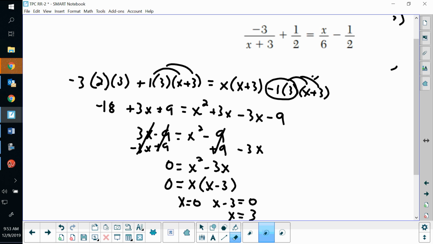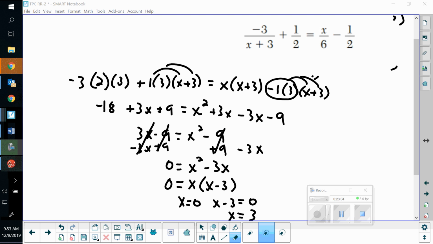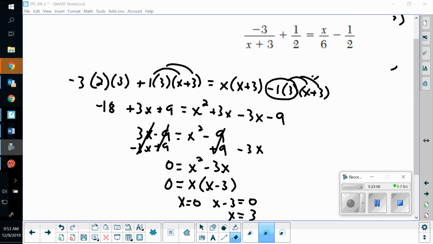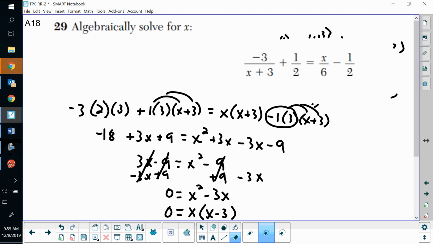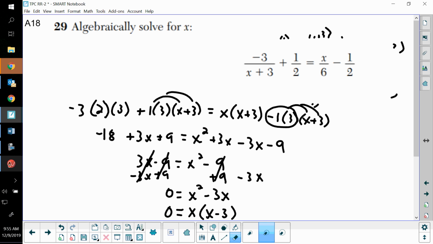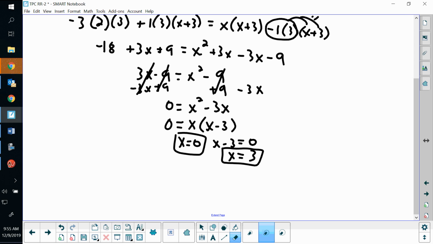Okay, we're going to pause the video for 2 minutes, and we want you to check 0 and 3 in the original equation to see which ones work. All right, we should have got that both of those came back as true. So both answers are keepers. Okay, so fractional equations, log equations, and radical equations are the ones you have to check.